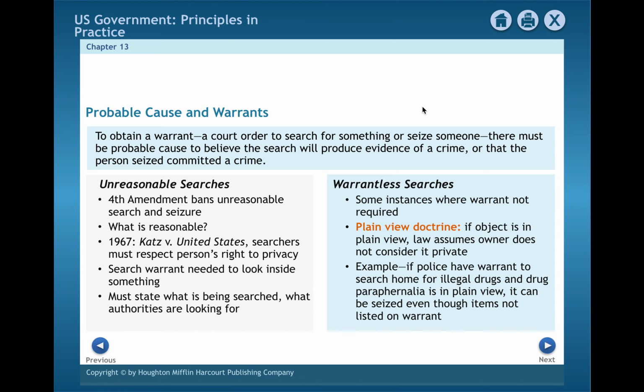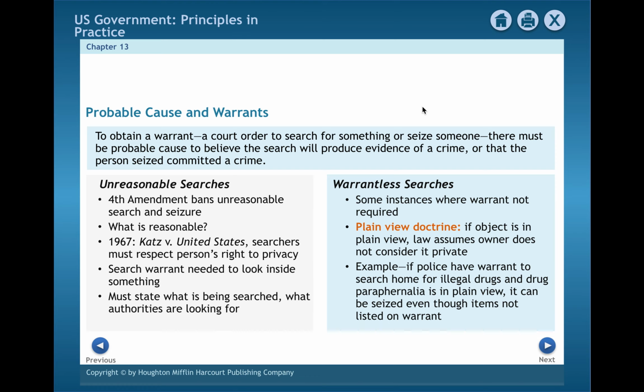Okay. So many Supreme Court cases have held that warrants are not always necessary. However, whether a warrant is required or not, probable cause is usually needed in order to make a search. Probable cause is always needed to make an arrest. In general, a search warrant is needed to look inside of something, right? To look inside your home, to look inside the car. The warrant must state what is being searched and what authorities are looking for.